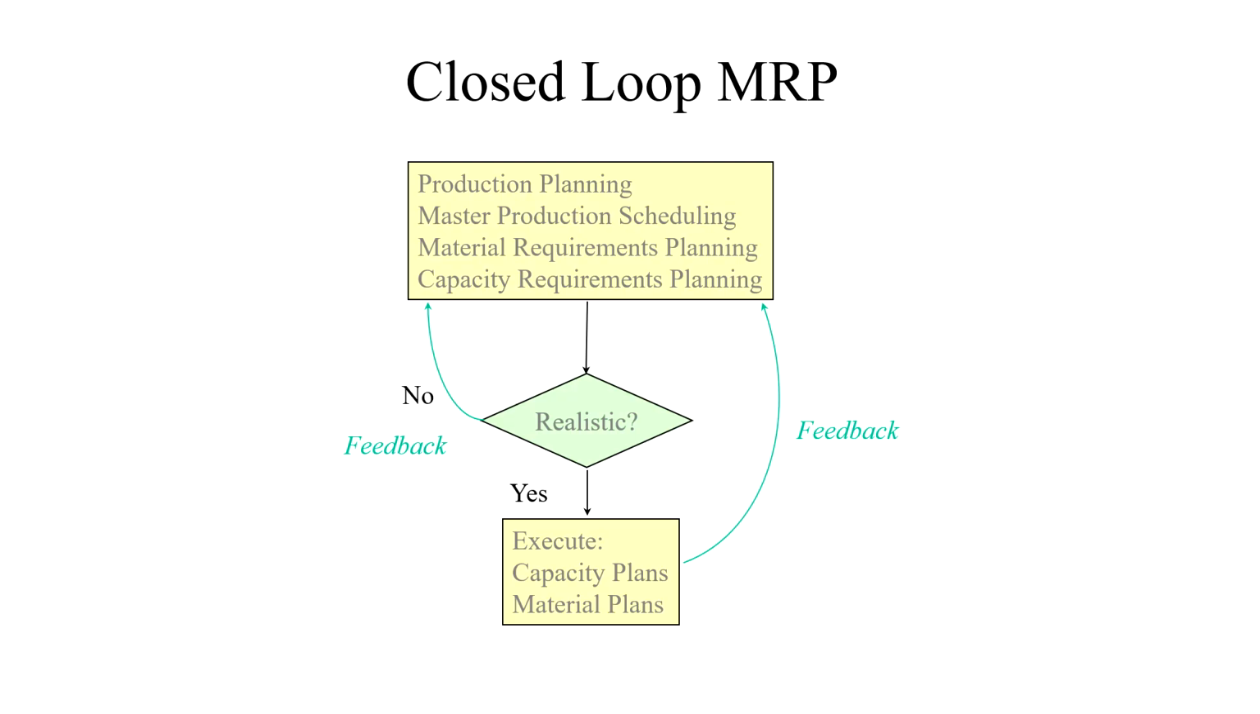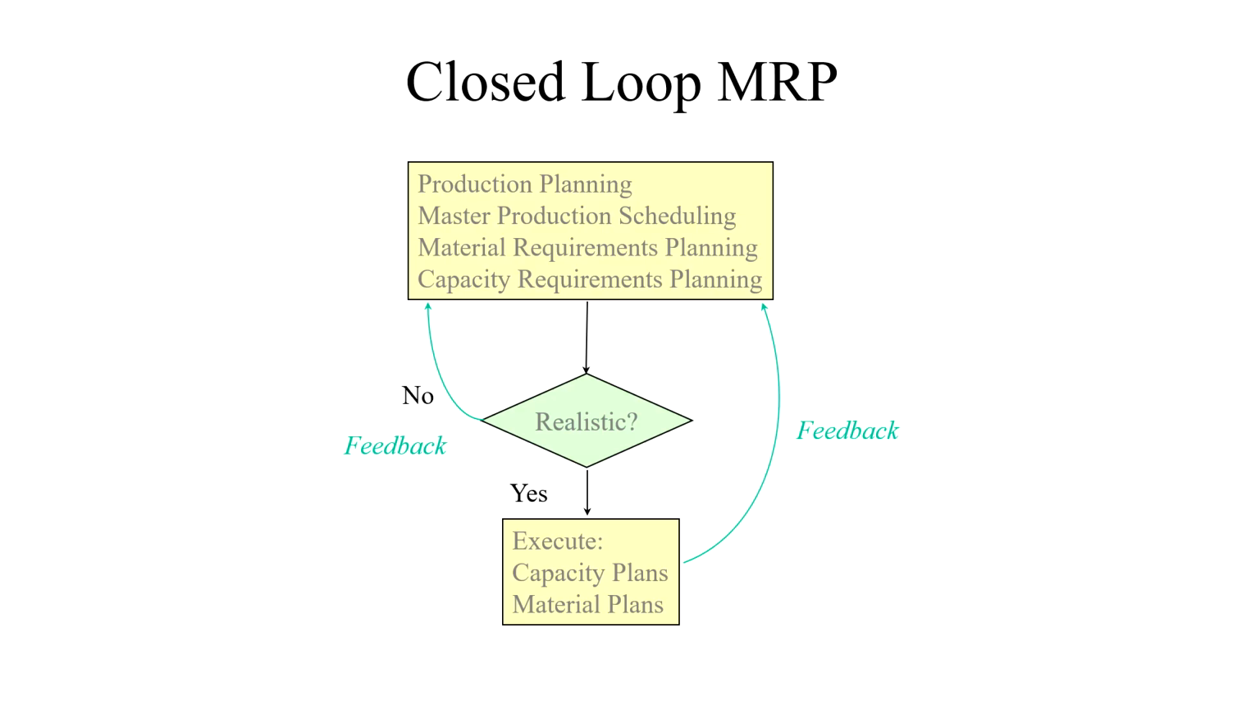And then we have closed loop MRP. This model adds a feedback loop to the basic MRP process. After running MRP and capacity requirements planning, the system asks, is this schedule realistic? If it's not, then feedback requires adjusting the production planning or MPS, but if it is, then yes, the plans are executed and results feed back into the system.